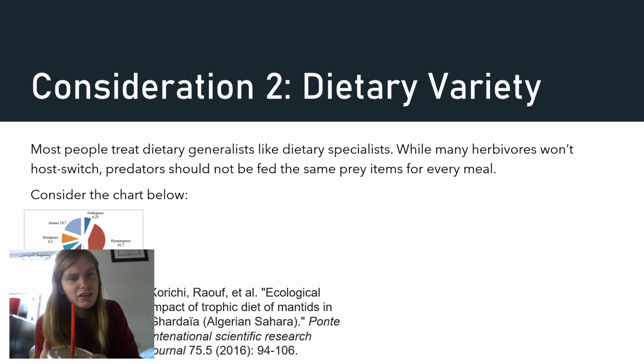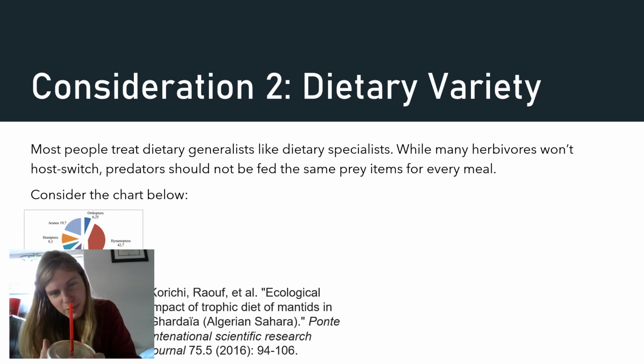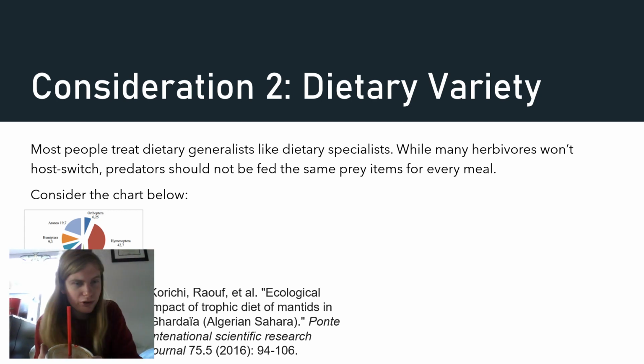Not just at least 7 or 8 different species, 7 or 8 different orders. That's a lot of dietary variety that these wild animals are getting. And this is probably helping them to flourish. In captivity, we generally don't do that.